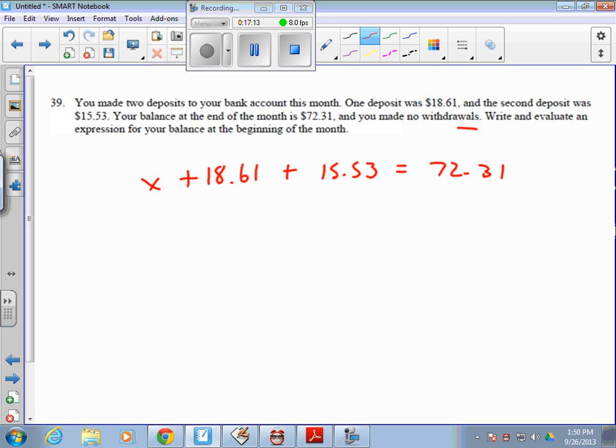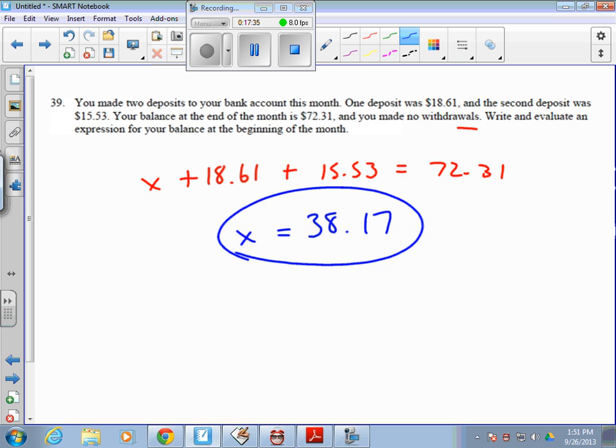Easiest way to find this is to subtract 7231 minus 1861, and minus 1553. And when you do that, it leaves you with $38.17. So your x value, how much was it at the beginning of the month? $38.17.